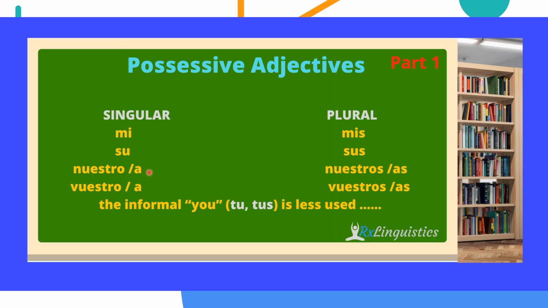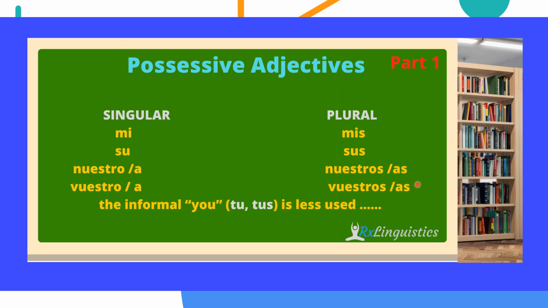Now, when the noun that it describes is feminine, the adjective has to be feminine too. That's why you have nuestra here. It doesn't show for mi and su, but for nuestro and vuestro, if the noun that the adjective describes is feminine, then nuestro becomes nuestra, vuestro becomes vuestra. When it's plural, nuestros becomes nuestras, and vuestros becomes vuestras when it's feminine.